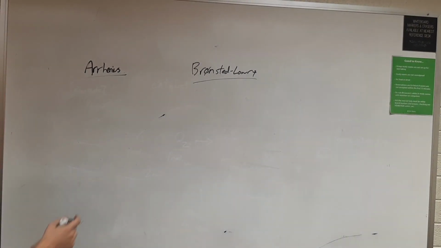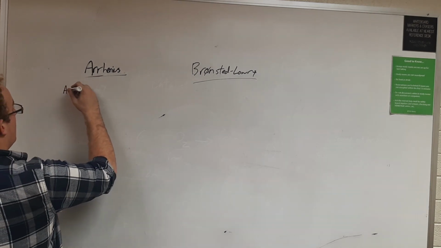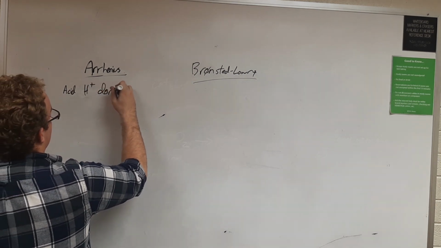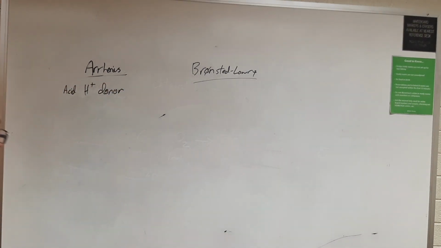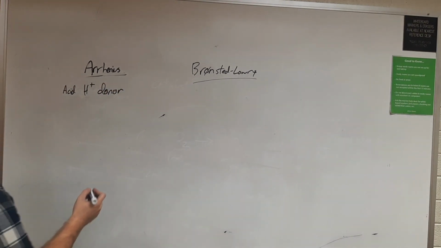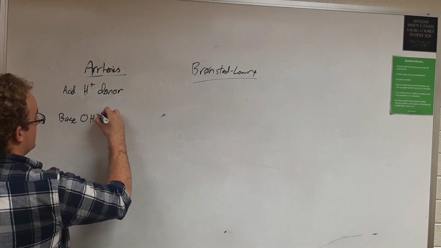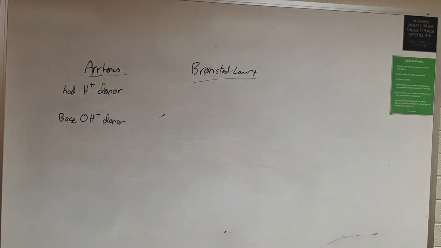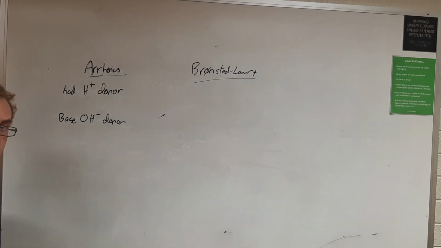Okay, so the Arrhenius definition of an acid is an H plus donor. Essentially, it's something that can give up a free proton, right? That's what H plus is. And now a base is an OH minus donor. So it's something that will yield an OH minus in solution. Like if you're in water and it dissolves and gives you an OH ion, then it's a base.